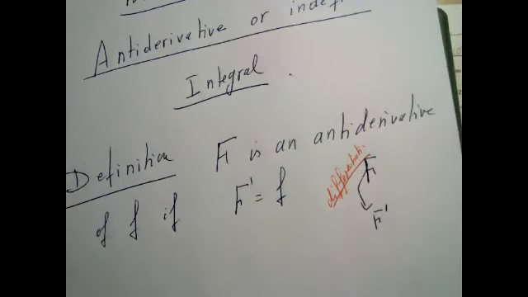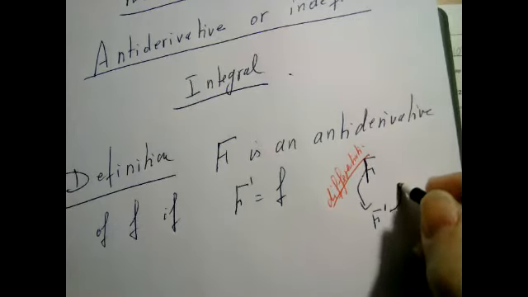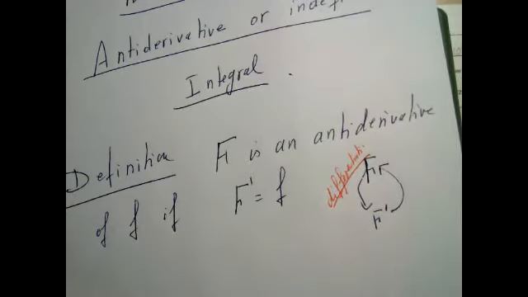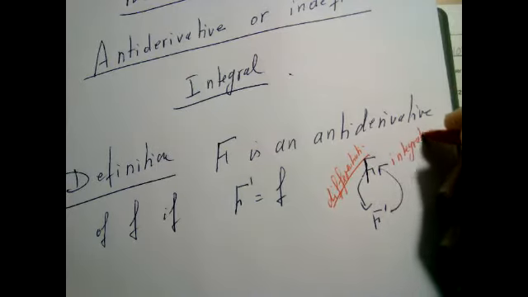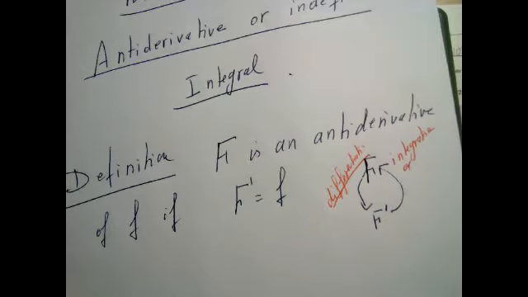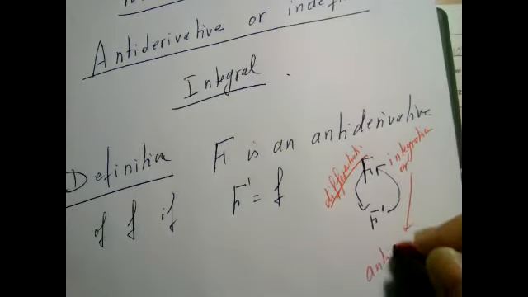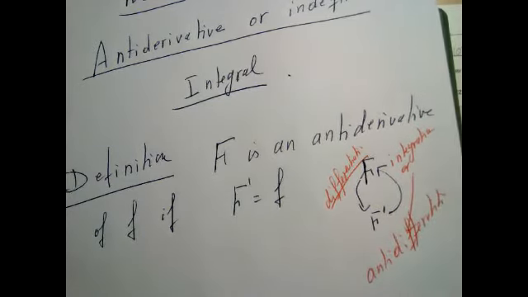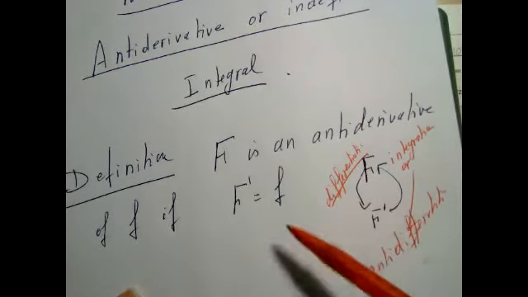In calculus 2, we're going to move backward. It means we know the derivative, and we have to find the function whose derivative is the thing we know. So this inverse process is called integration, or it's called antidifferentiation. All right, so a function F is called an antiderivative of little f.